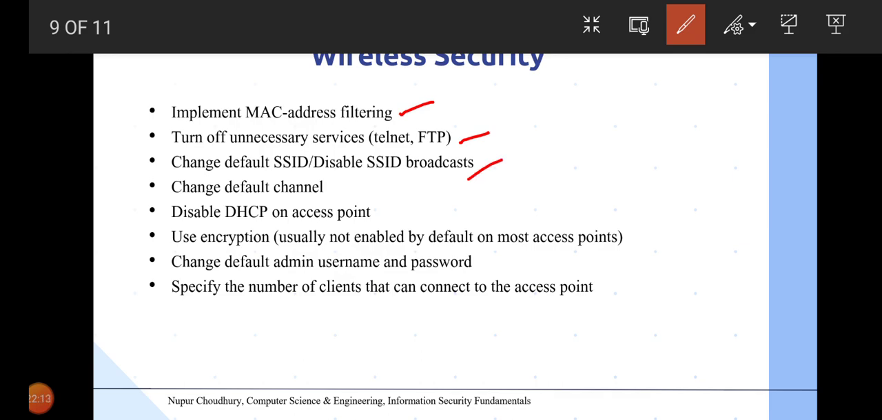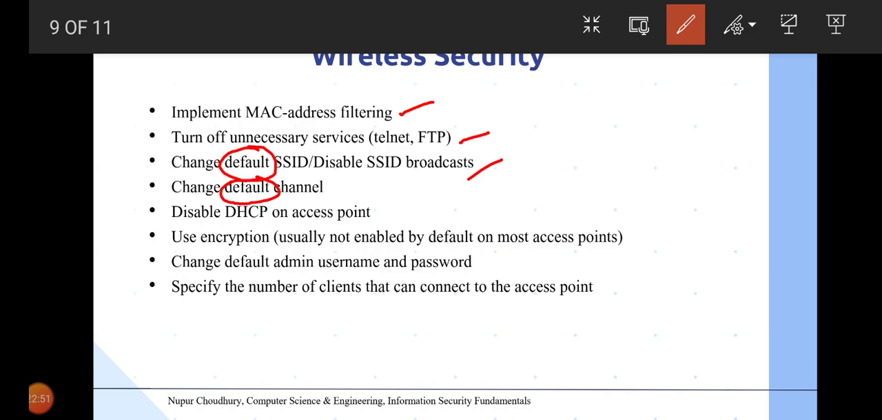So we have to change all the default things into a personalized or a specific IP address, which should be shared only with the trusted channels. So change the default channel. Suppose there is a channel which generally is a default channel for all systems, so we have to change that particular default channel and use a specific channel and share the channel ID with only those trusted parties with whom we wish to communicate. Similarly, disable DHCP on the access point.